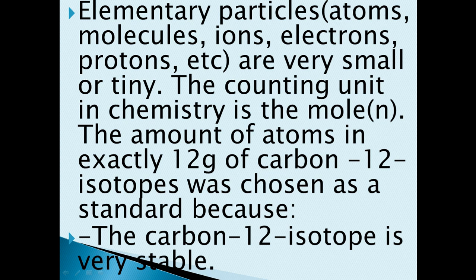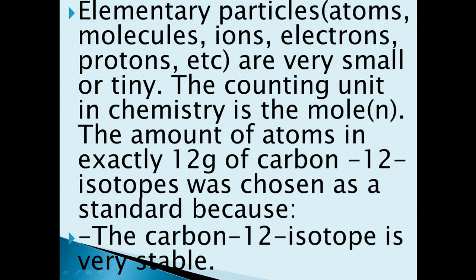We say the amount of atoms in exactly 12 grams of carbon-12 isotope was chosen as a standard. So we are going to use a standard, which is carbon-12, the number of carbon atoms in 12 grams of carbon-12 isotopes. That standard has a name called the Avogadro's constant. The number of carbon atoms in exactly 12 grams of carbon-12 isotopes is called the Avogadro's constant. So we use the carbon-12 scale.